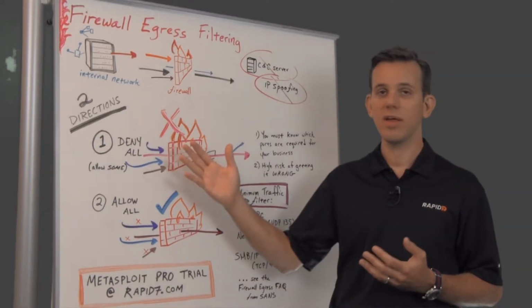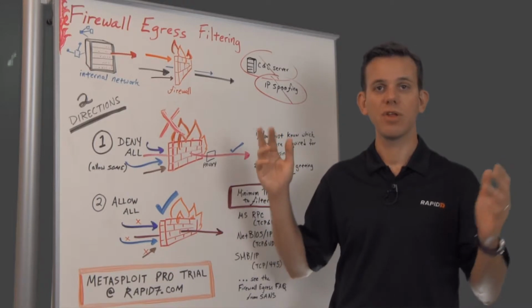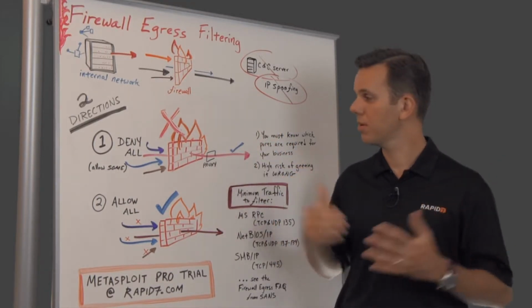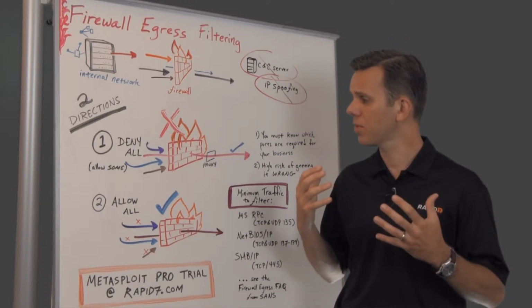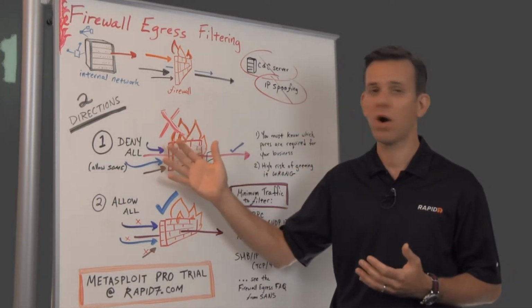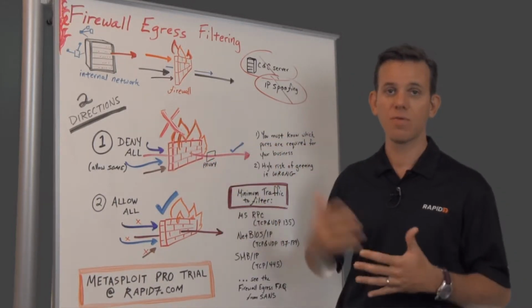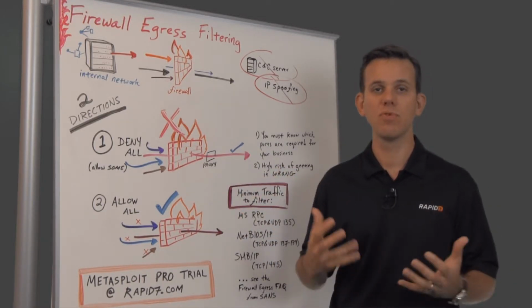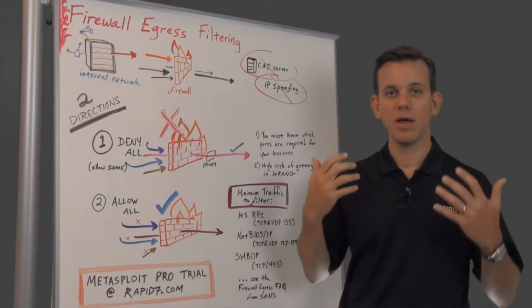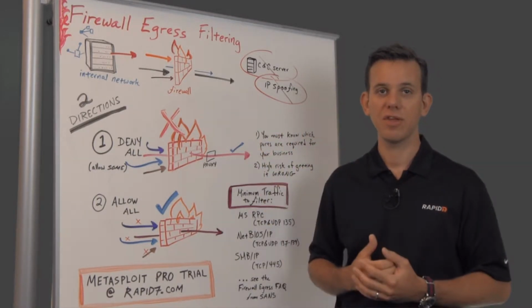The first one is the higher security premise to start out with, which is a deny all rule on the firewall egress. Of course, if you deny everything, nobody can access the internet. So you need to set up some rules of what people should be allowed to access the internet on.